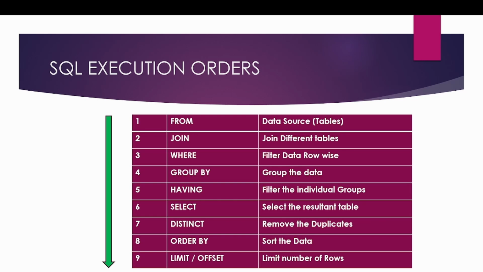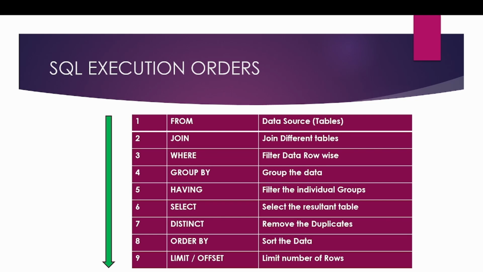If you want to apply an operation on specific rows, then we can use the where clause to select those specific rows. If you want to group the data, then we can use group by, and then if you want to select specific groups, then we can use having. So after doing all the required steps, we get some final table. Now we can select that table. So you can see select is executed after 5 steps if you follow all the steps.